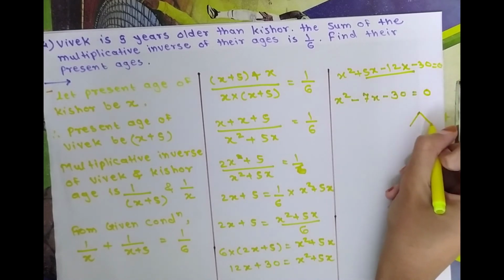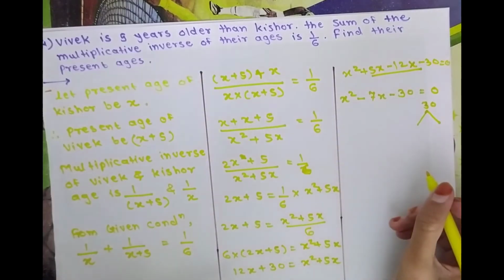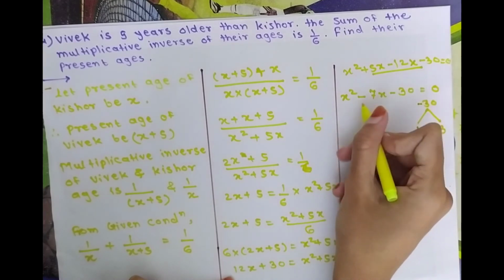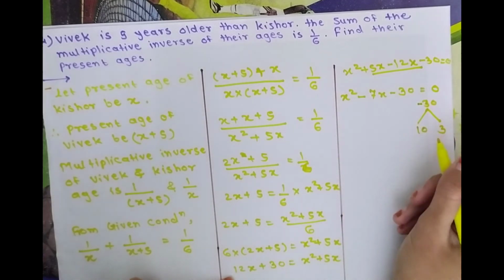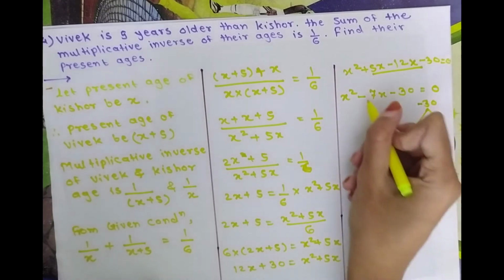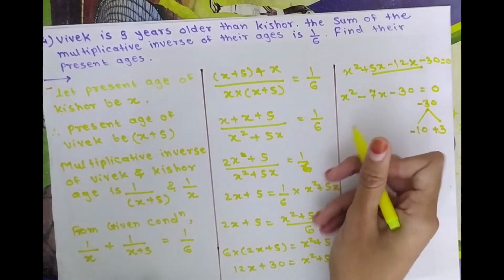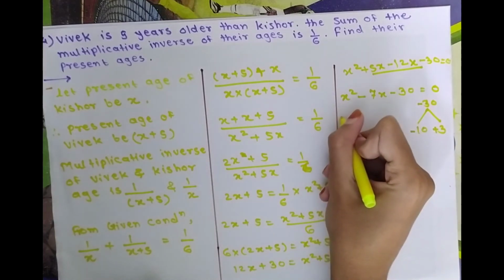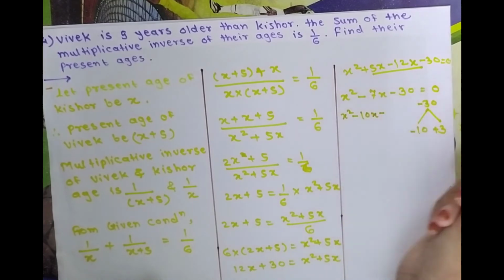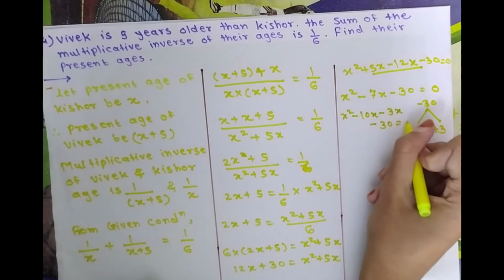So here multiplication what one? 30 and addition is 7. So 10 threes are 30 and here 10 minus 3 is 7. So here is minus sign, here plus sign because we want minus 7 answer. So minus 10 plus 3 is minus 7. So therefore x square minus 10x minus 3x minus 30 is equal to 0.